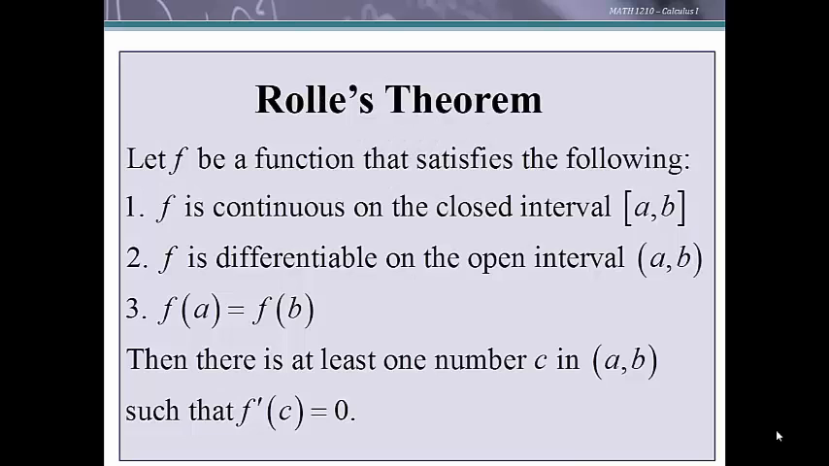Rolle's theorem states, let f be a function that satisfies the following. The first thing is f is continuous on the closed interval from a to b. The second thing is f is differentiable on the open interval from a to b. And the third requirement for Rolle's theorem is the function at a needs to equal the function at b. If we meet these conditions, then there's at least one number c in the open interval from a to b such that the derivative at c equals 0.